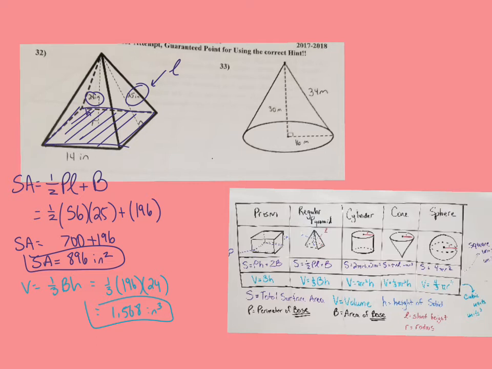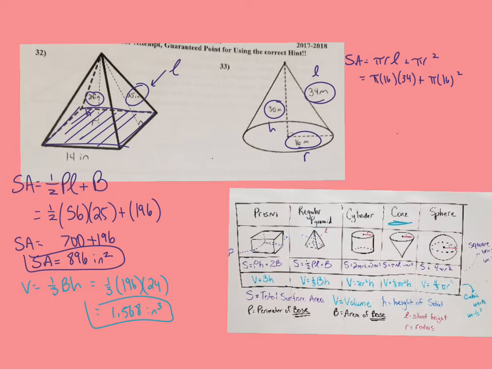33, very, very similar, except now we are using the cone formula. So we're using the cone for 33 because it's got a circular base. All right. So I'm going to start off with surface area. So surface area of a cone. The formula is right there. Pi times the radius times the slant height plus pi r squared. All right. So remember, that is our radius. That is our regular height. That is our slant length. So pi times 16 times 34 plus pi times 16 squared.